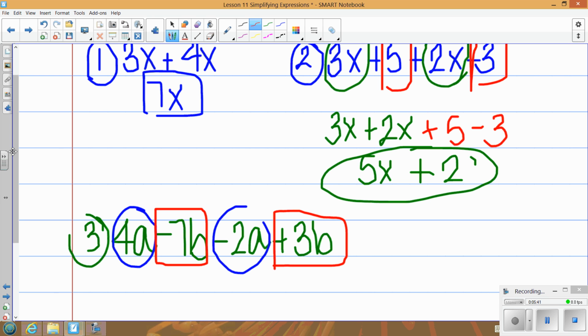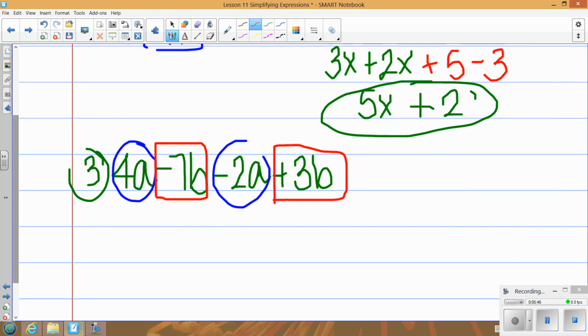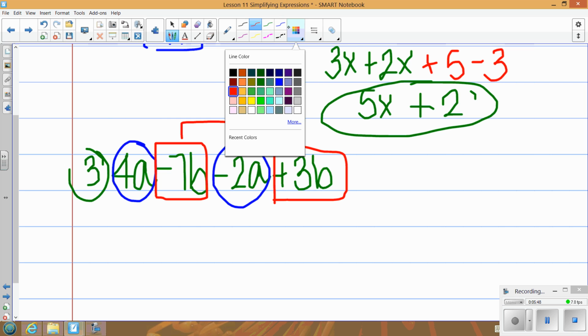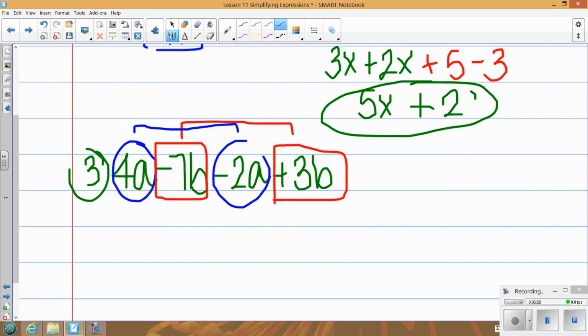You can rearrange and group them if you want, but you start getting used to it where you don't need to actually rewrite it. So I'm going to add the 4a and subtract that 2a, so I'm going to have 2a from that. And then I have the negative 7 plus 3. I had negative 7 b's, I'm adding 3 more b's, so I'm going to be left with a negative 4b.